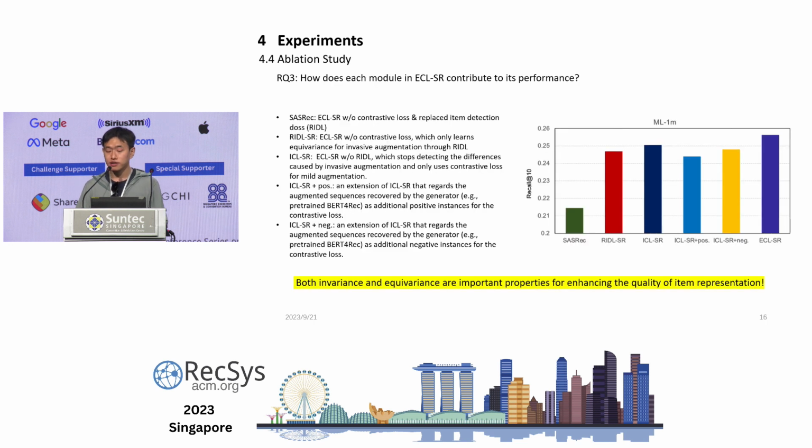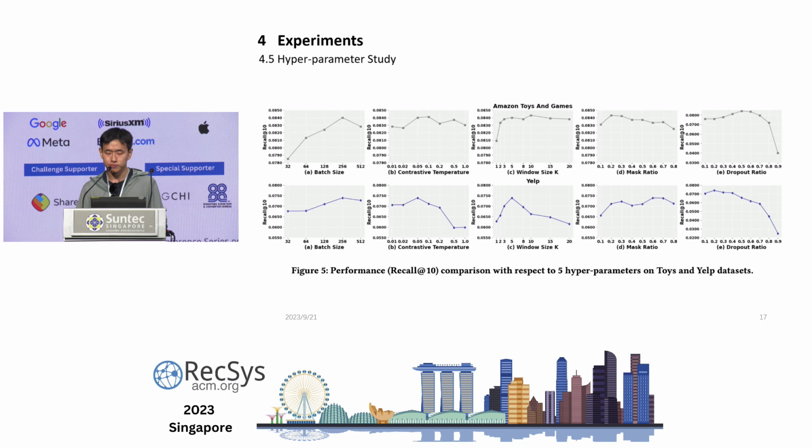In our ablation study, we can see that both contrastive loss and replaced atom detection loss contribute to performance improvement. This observation verifies that both invariance and equivariance are important properties for enhancing the quality of item representation, and our method could exploit the complementary nature between them.